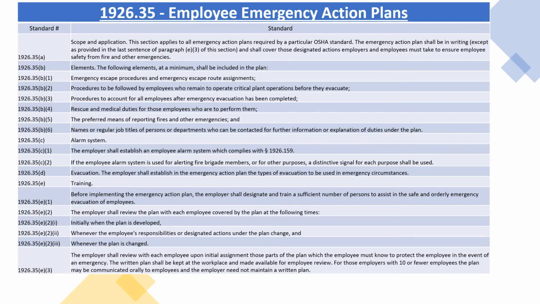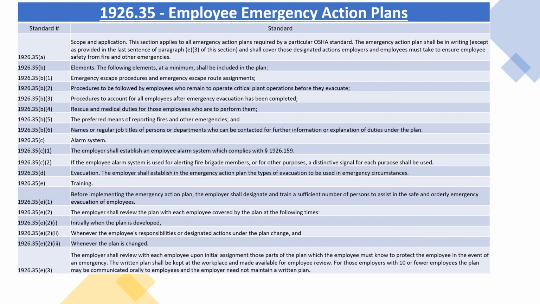1926.35 Employee Emergency Action Plans. 1926.35 A. Scope and application. This section applies to all emergency action plans required by a particular OSHA standard. The emergency action plan shall be in writing, except as provided in the last sentence of paragraph E3 of this section, and shall cover those designated actions employers and employees must take to ensure employees' safety from fire and other emergencies.